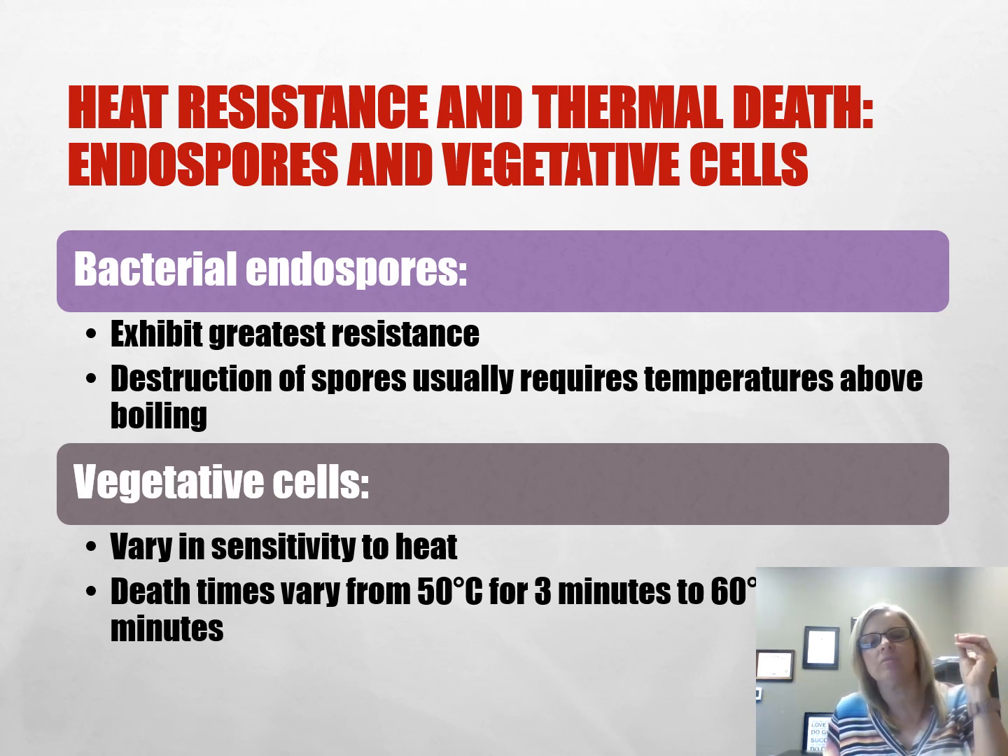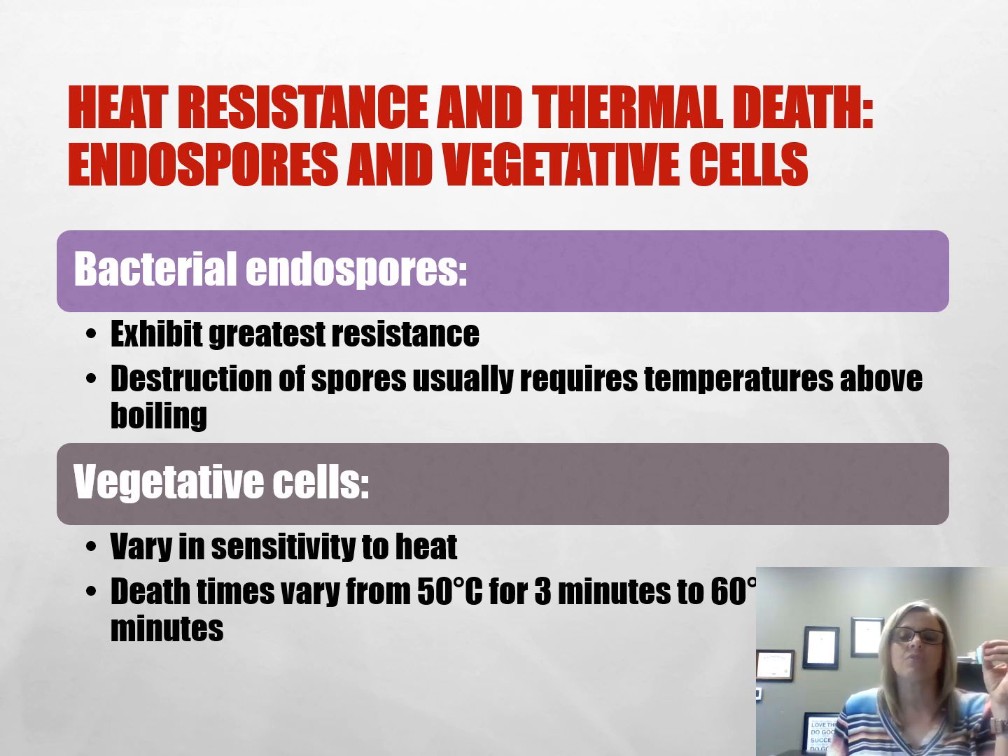It usually requires very long-term high temperatures above boiling to kill an endospore. Vegetative cells are going to vary in sensitivity. Sometimes you can do 50 degrees Celsius. Granted, 100 degrees Celsius is boiling for 3 minutes, or 60 degrees Celsius for 60 minutes, and that's just a variation between different microbes. But remember that viruses are very heat resistant. Their tolerance extends from 55 degrees Celsius for 2 to 5 minutes to up to 60 degrees Celsius for 600 minutes. So viruses are much harder to kill with heat.